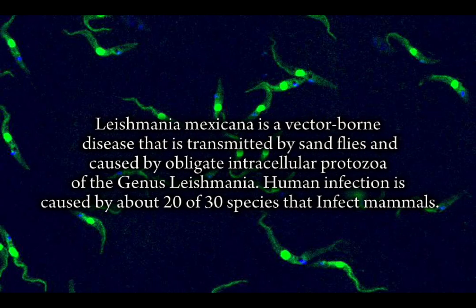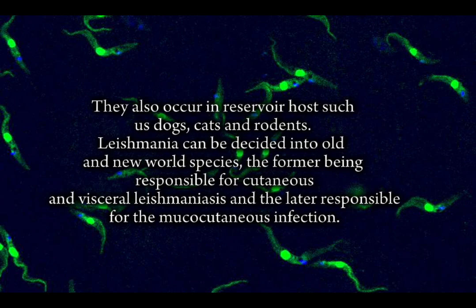Now we are discussing what is Leishmania mexicana. Leishmania mexicana is a vector-borne disease that is transmitted by sandflies and caused by obligate intracellular protozoa of the genus Leishmania. Human infection is caused by about 21 to 30 species that infect mammals. They also occur in reservoir hosts such as dogs, cats, and rodents.